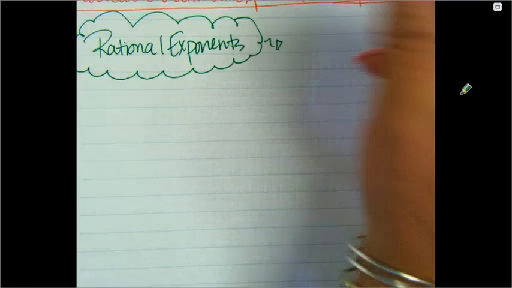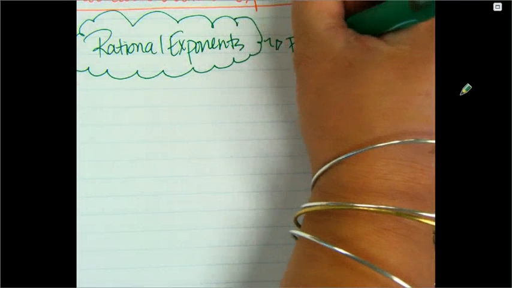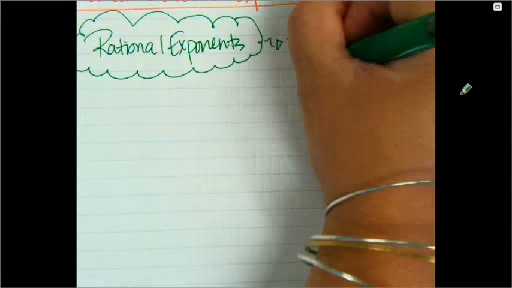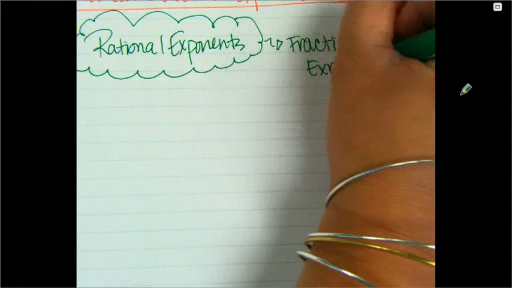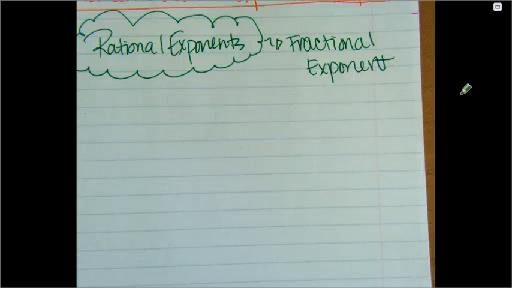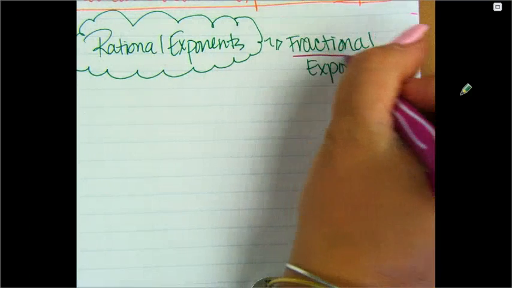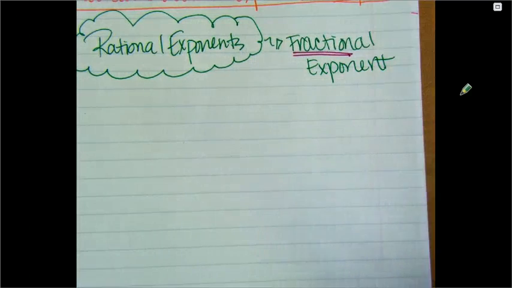Rational exponents is the same thing as saying a fractional exponent. In other words, you have a fraction. Okay? So a rational exponent is the same thing as saying a fractional exponent. You will have a fraction.